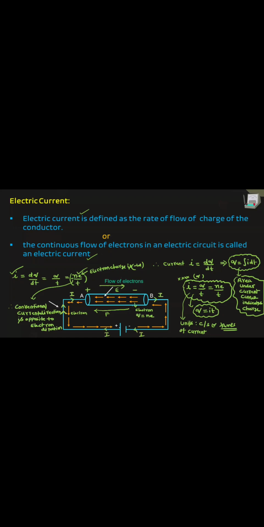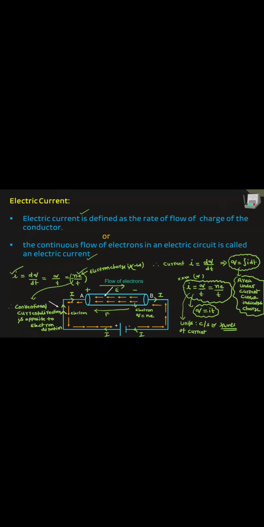That means, in general, the current direction is taken as positive to negative. This is the current direction, from the positive plate to the negative. Is the current direction in the direction of the electric field or opposite to it? The current direction is in the direction of the electric field. The electron direction is opposite to the electric field.